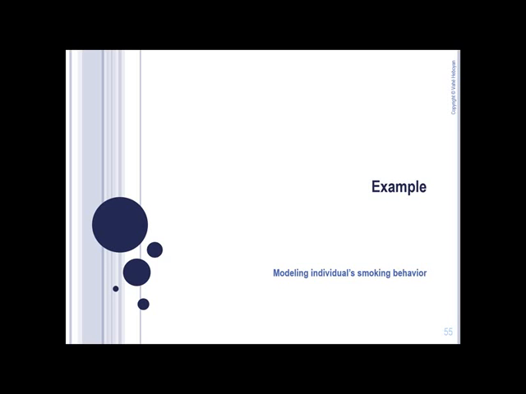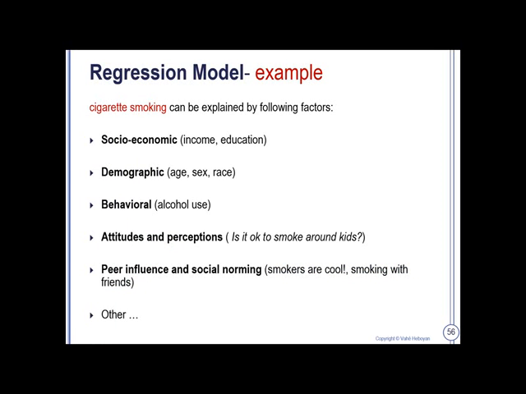Okay, let's look into modeling individual smoking behavior. When we read the articles and textbooks on the theory, cigarette smoking is explained by multiple factors. For example, people's socioeconomic status, their education, income level, and so on. Their demographics: age, gender, race. Some behaviors affect smoking, for example, alcohol use. There's literature that shows that smokers smoke more when they are consuming alcohol, or people might smoke only when they are consuming alcohol socially.